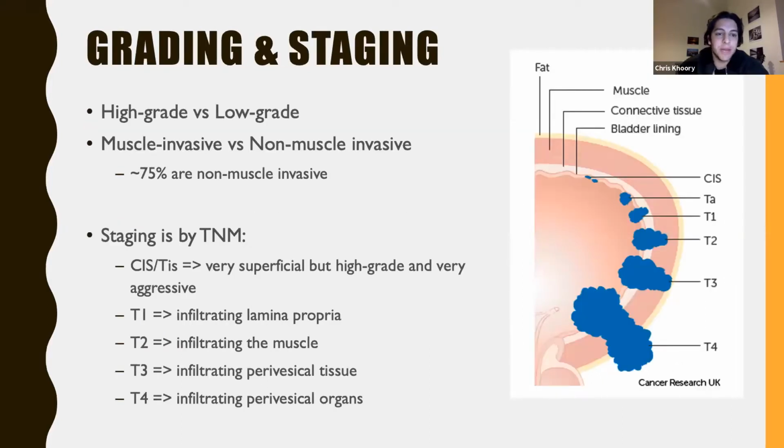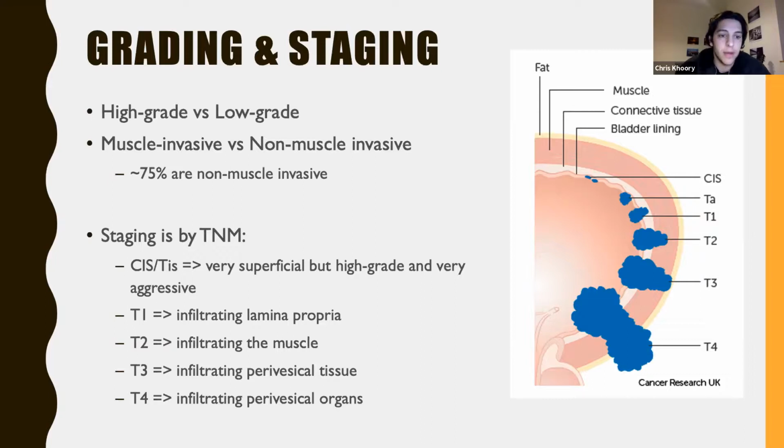Grading and staging bladder cancer. So you can have a high-grade cancer or a low-grade cancer, and you can have a muscle invasive or a non-muscle invasive, and the majority are non-muscle invasive. So again, it's the TNM system used, and you can see the picture on the right. It's quite a nice example of it.